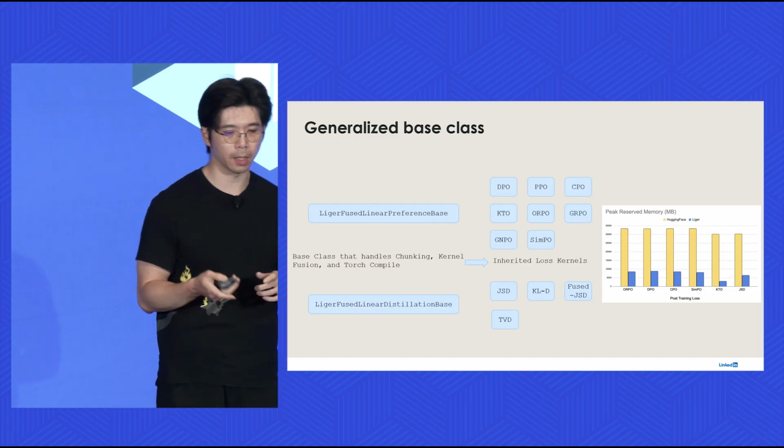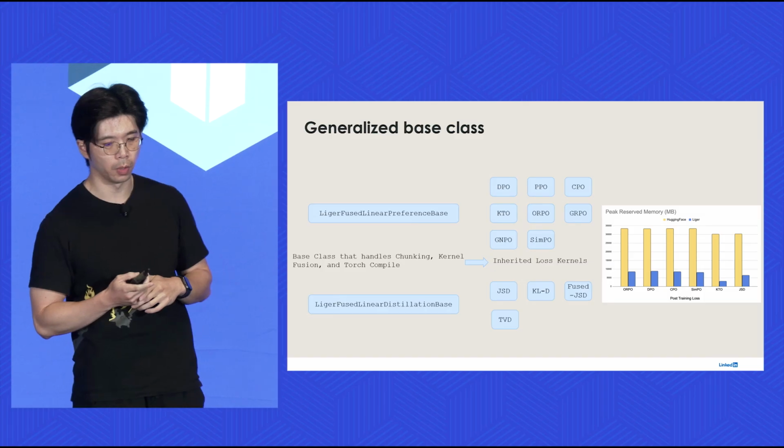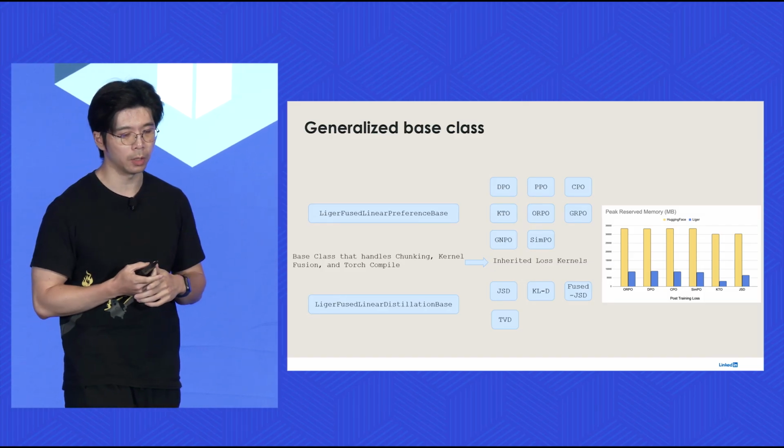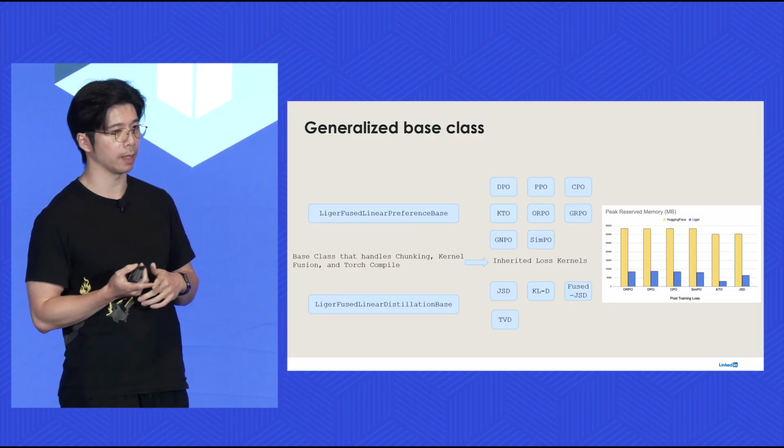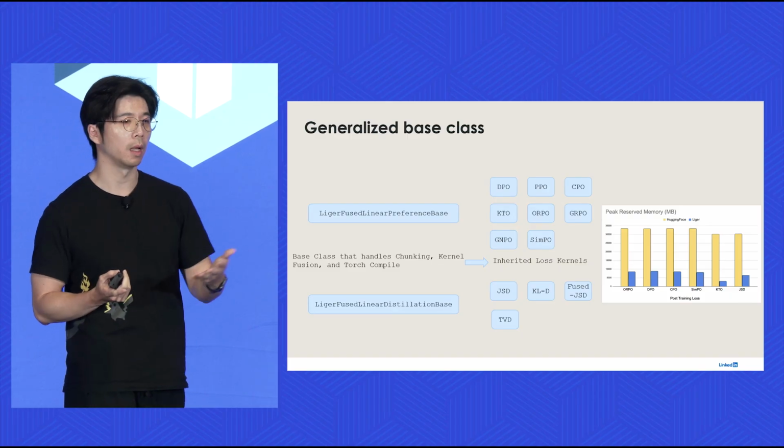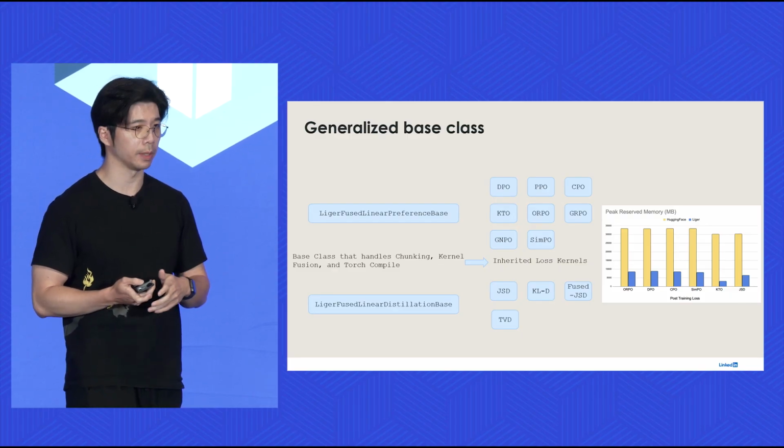Okay, and then we did a simple benchmark comparing to the native Hugging Face implementation, and we saw that at best we can slash the peak memory usage by 90%.